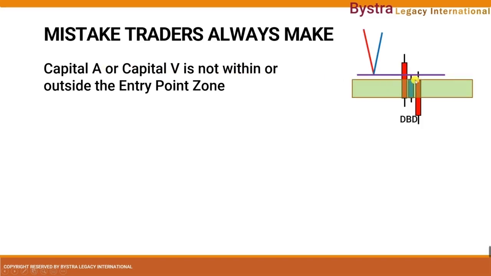So we mark our entry point. In this case, an example is the drop base drop. So the capital letter V, which is the support, is not inside this drop base drop. Therefore, the SOP is incomplete. So this kind of thing, we do not take this trade, or we do not count this as an SNRC1.